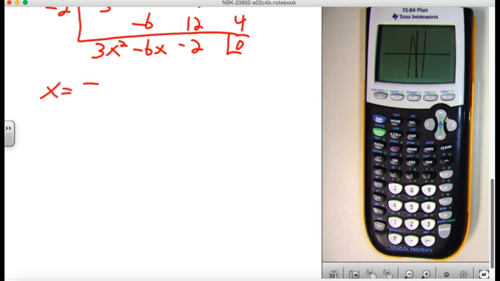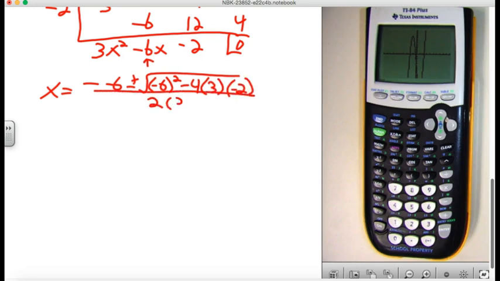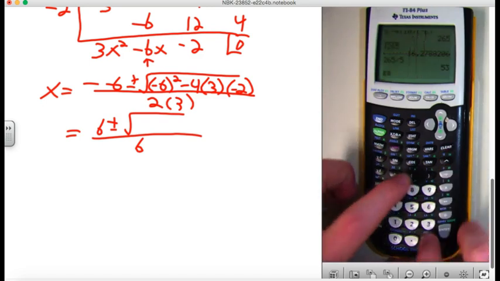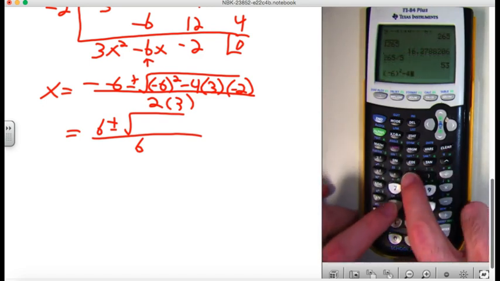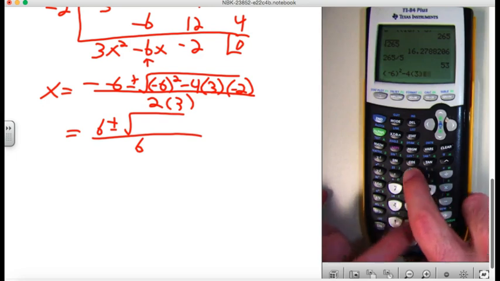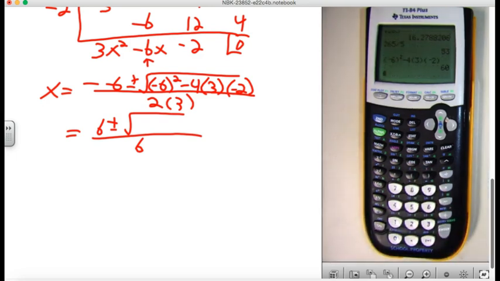The quadratic formula is negative b. b is -6, so 6 plus or minus the square root of -6 squared minus 4 times a, which is 3, times c, which is -2, all over 2 times a, which is 3. So we get 6 plus or minus the square root, and of course, 2 times 3 is 6 down here. And we do the square root: -6 squared minus 4 times 3 times -2. That gives us 60. So square root of 60.